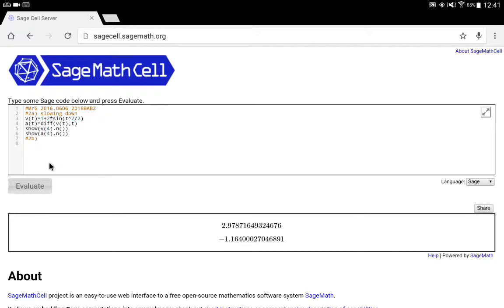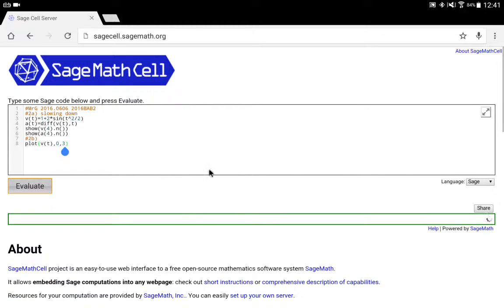Excuse me. So let's plot v of t from 0 to 3 to see if there is a 0 in there somewhere. And so x min is 0 and x max is 3. Wow, this is a really slow connection today.